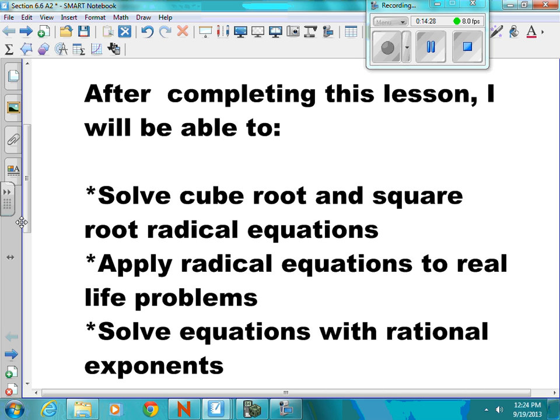Okay? So remember to always check your answers, especially when you're squaring both sides and you end up with quadratics to solve. You can get extraneous solutions. Have your notes with you tomorrow. We'll check them in class.